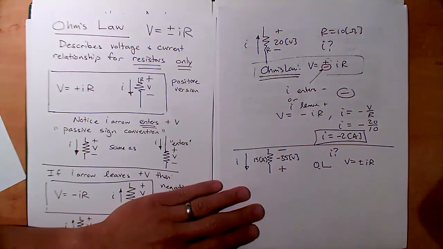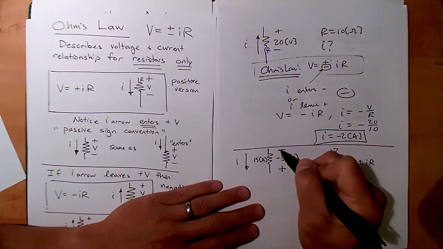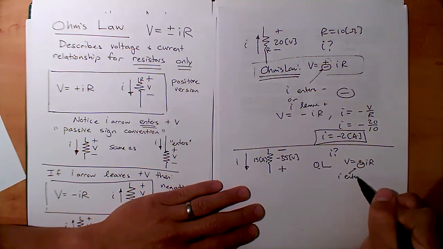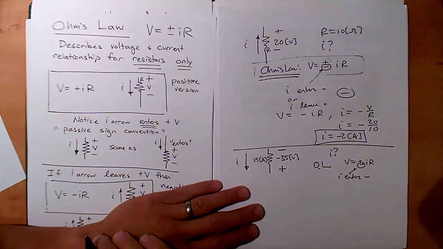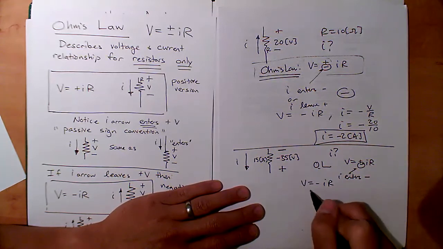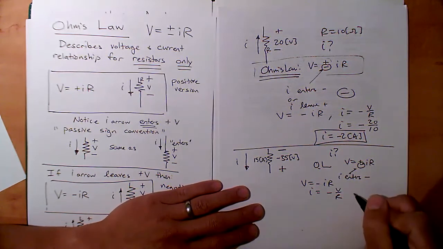And in this case, which version is it? Again, I enters, it looks like it enters the negative. So it looks like we have I enters the negative, right? So because of this, I entering the negative, we rewrite again, V equals minus IR, and solve for I equals minus V over R. Good.